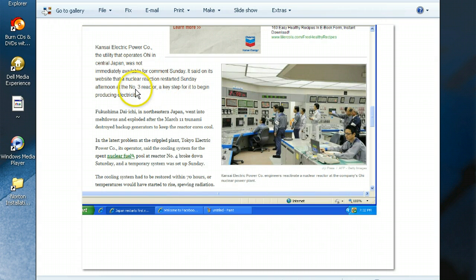Nuclear restarted Sunday at number 3 reactor. Cooling system for number 4 broke down Saturday. Temporary system set up or spew radiation.